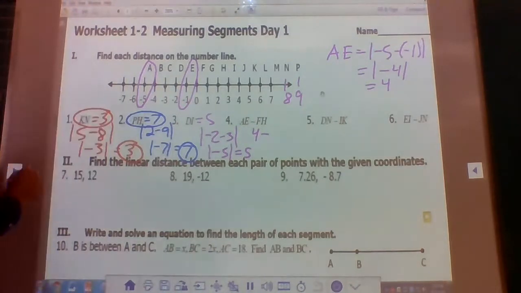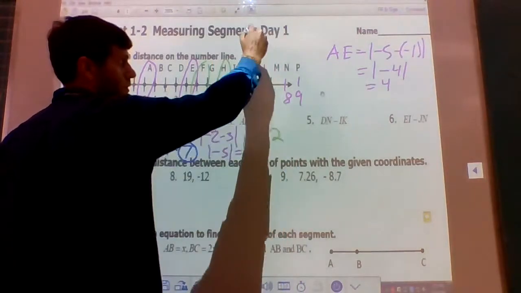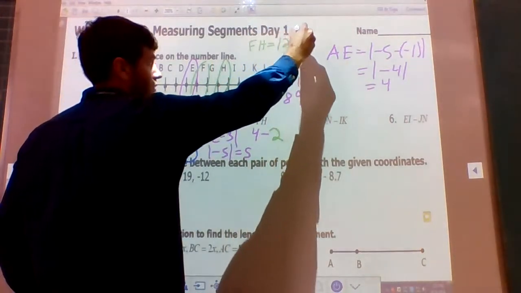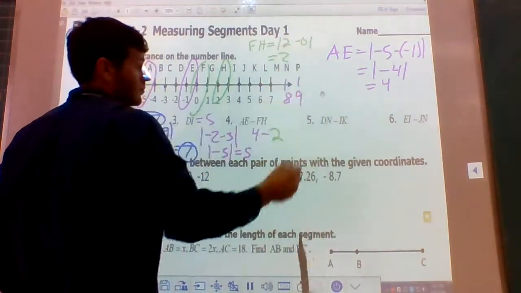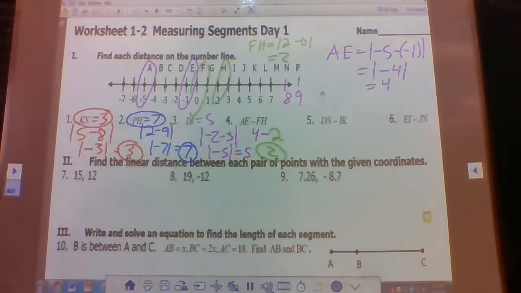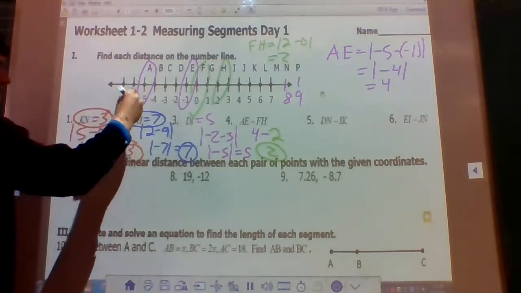So FH is going to be 2. Again, if we want to write that formally, FH is going to be the absolute value of 2 minus 0, which is going to be 2. And then 4 minus 2 gives us 2. Okay, the next one.